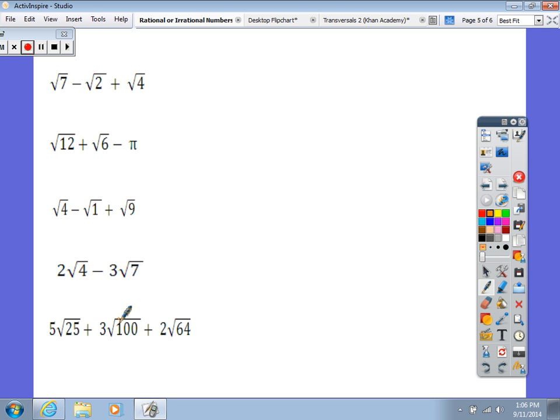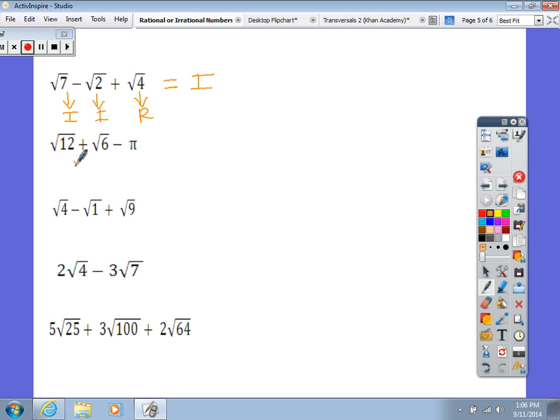You cannot combine them. So the square root of 7, is that rational or irrational? Irrational. Square root of 2 is also irrational. Square root of 4 is rational. If only one of these numbers is irrational, guess what, guys? That means your whole sum is irrational. All right? Let's go ahead and look at this example.